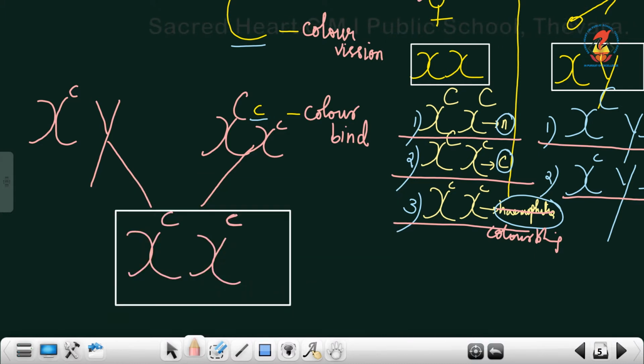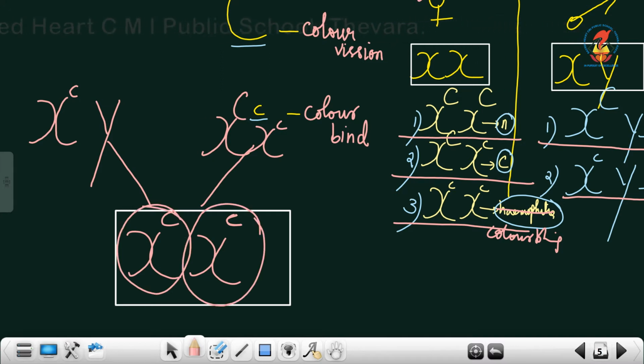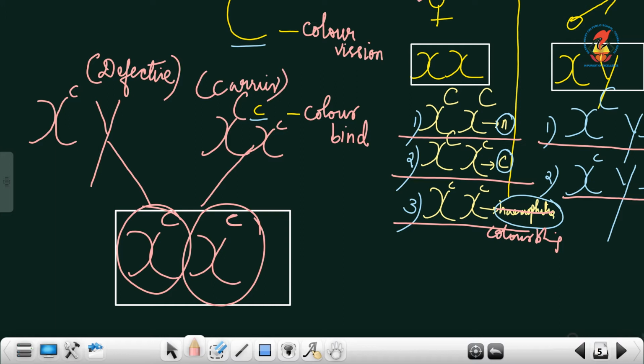If she has to get small c, one she has to get it from the father, the other small c she has to get it from the mother. So definitely what should the father be? The father should be having the defect. If it's colorblind, the father should be colorblind. If it's hemophilia, the father should be hemophiliac. And the mother should be a carrier. Definitely the mother should be a carrier bearing X capital C, X small c.